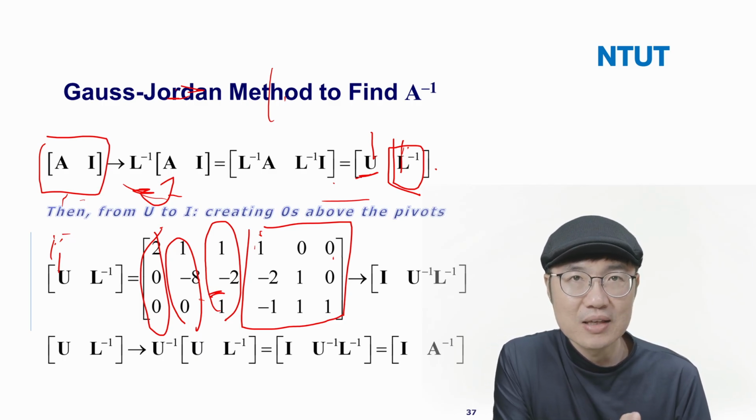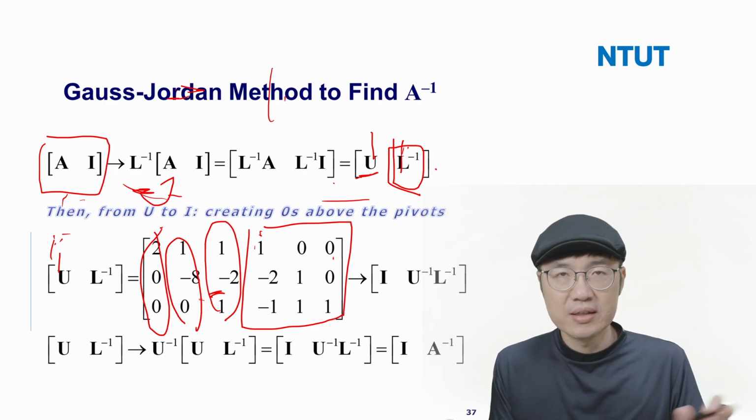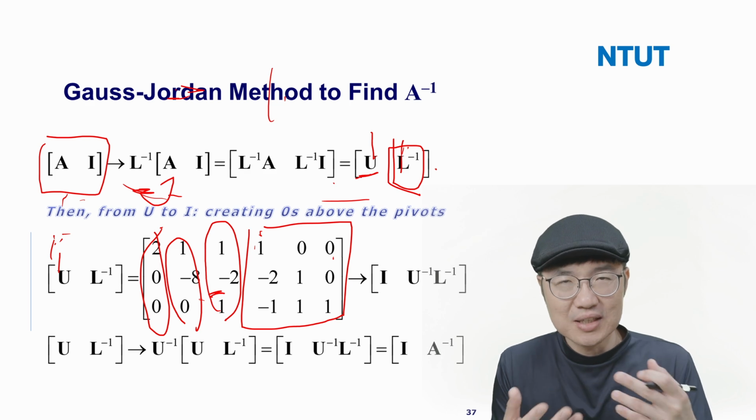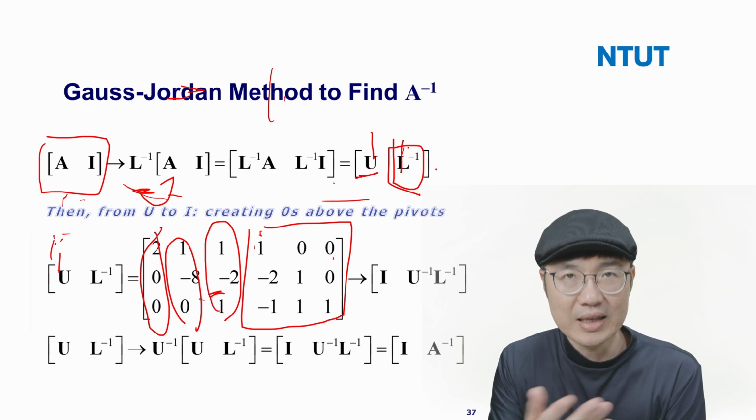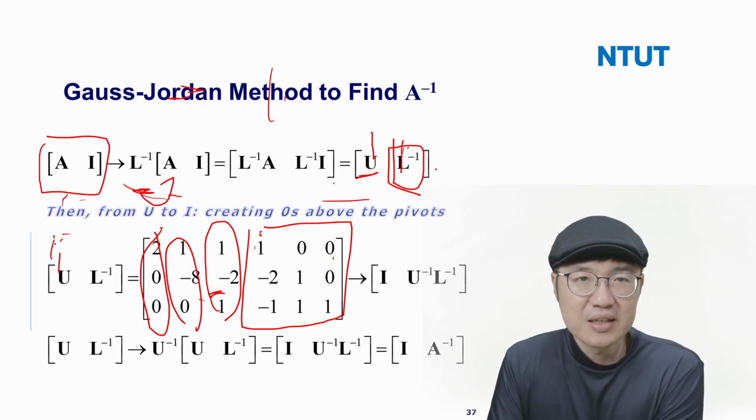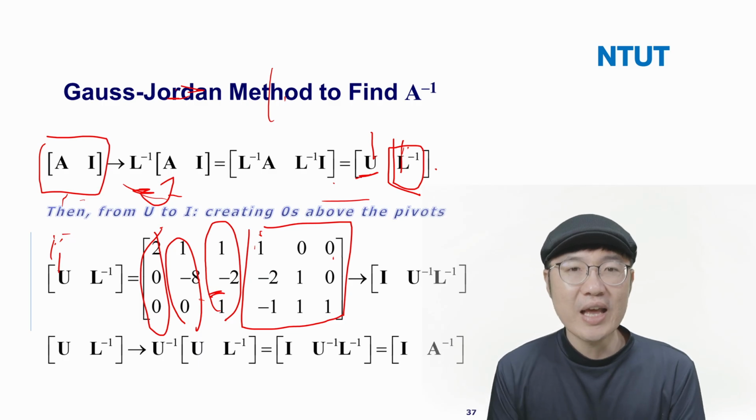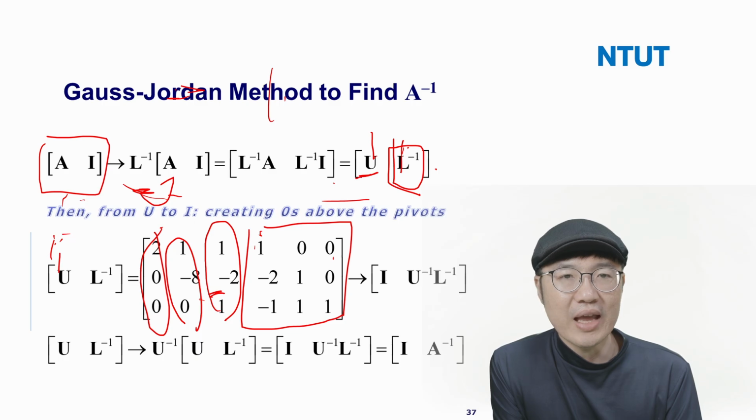That will be L inverse. Okay, but this is nothing new. It's just a fancy way to find L inverse. Actually, an easier way. But even when we find L inverse, the goal is to determine A inverse, not L inverse. So how do we get the A inverse?